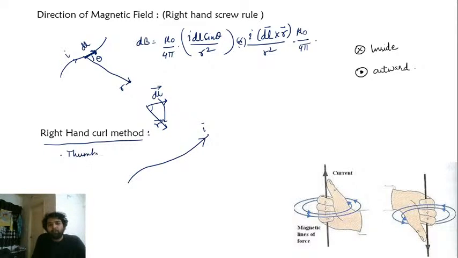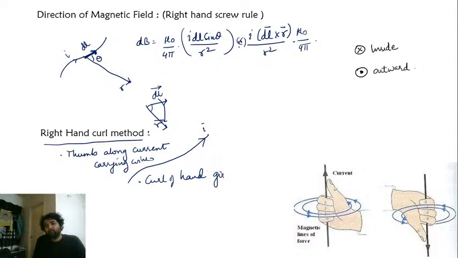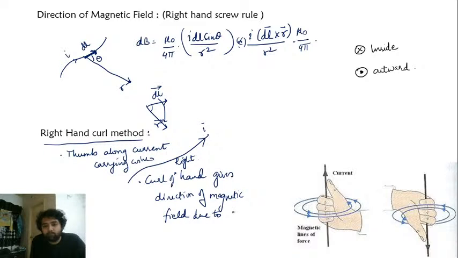Thumb along the current carrying wire. The curl of the hand gives the direction of the field. This is the right hand rule, don't confuse it with the left hand. It is the right hand rule. So the curl of the right hand gives the direction of the magnetic field due to the current carrying wire. This is it, guys.